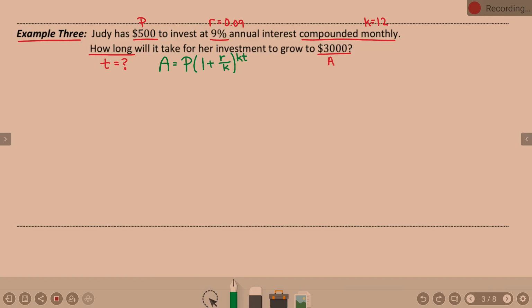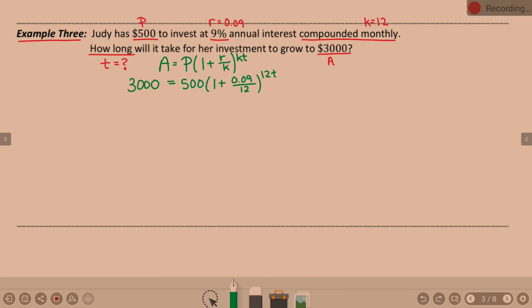Have you already filled it in? Yep. Okay, fill in what we know. 3,000 equals 500 times 1 plus 0.09 divided by 12, raised to the 12t. And I'm trying to keep moving fast, so stop me if I overlook something. Okay, thoughts of where to begin here?